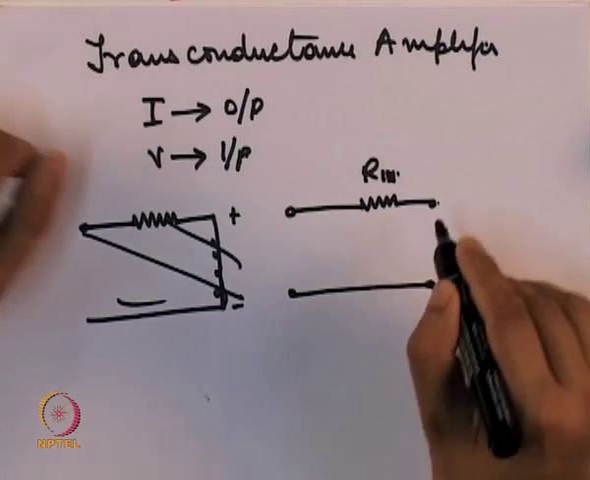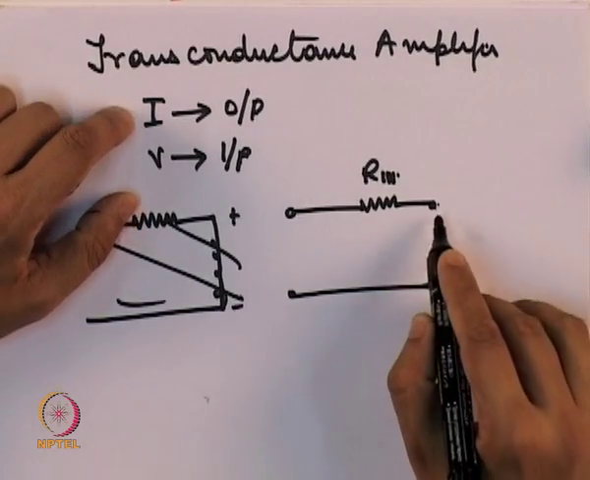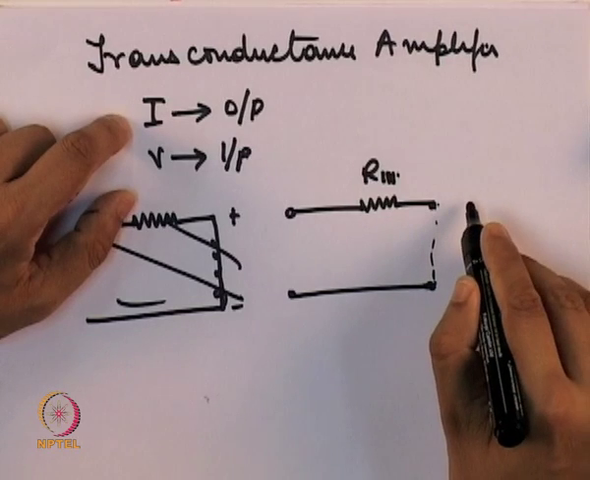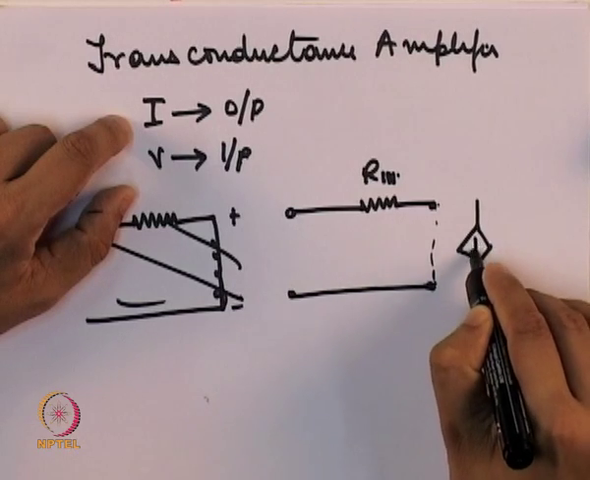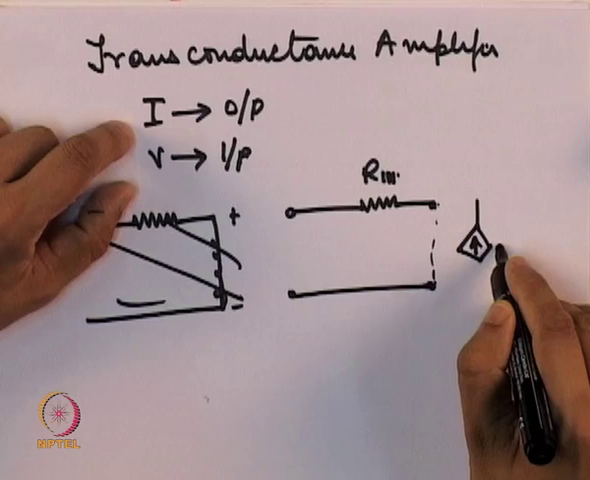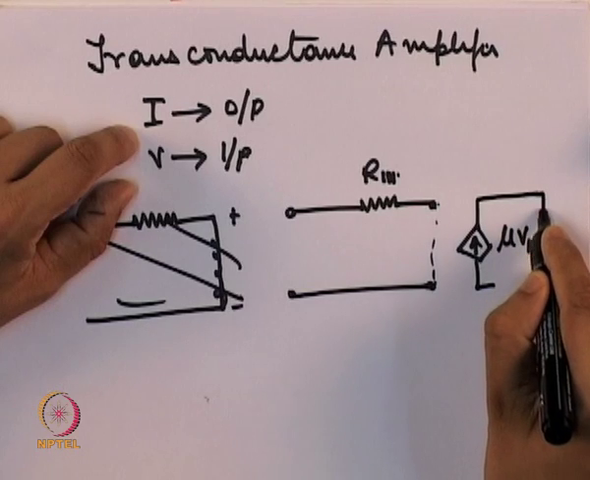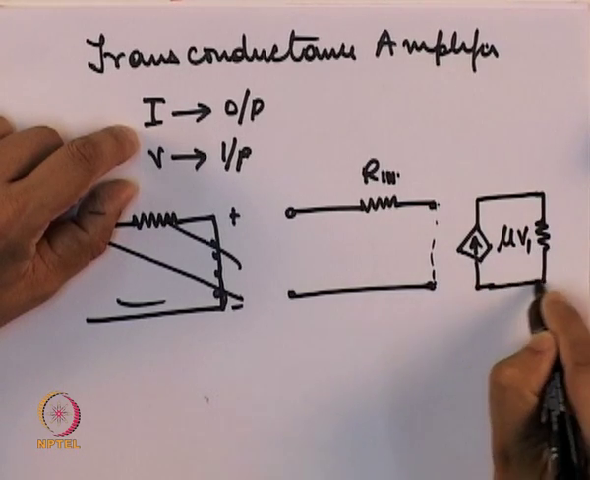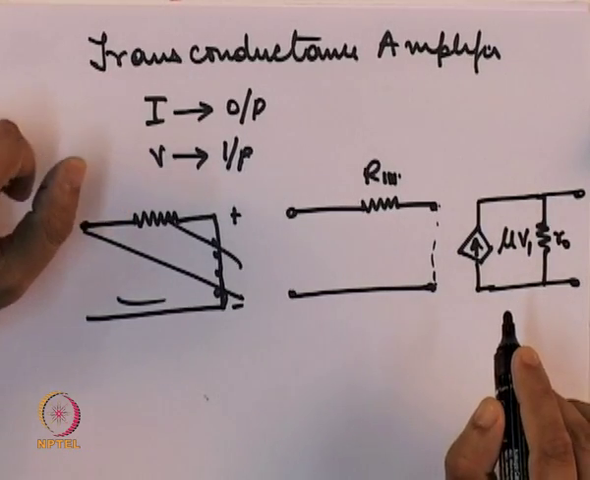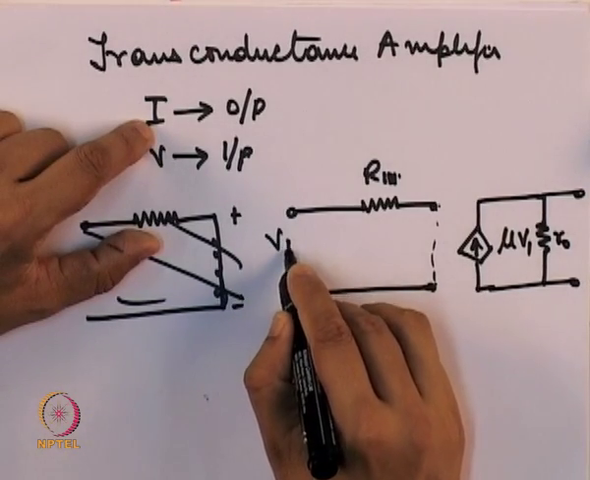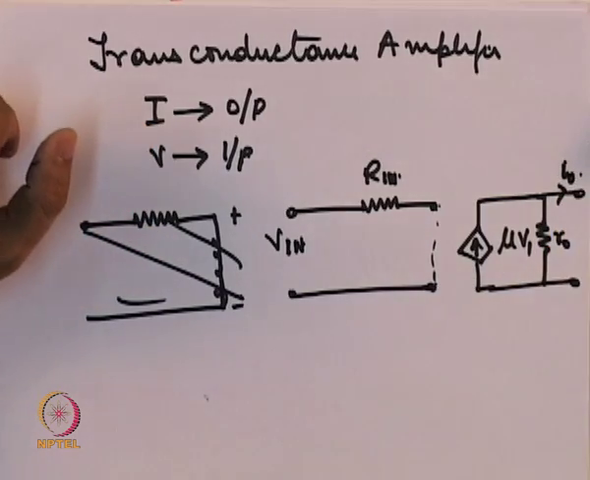I mean open, not short. This is the part where the voltage is being applied to the amplifier, and for a transconductance amplifier we will get a voltage dependent current source. Okay. Now, for a current source, the output impedance is given as R0. So, this is V in and this is the output current I0.